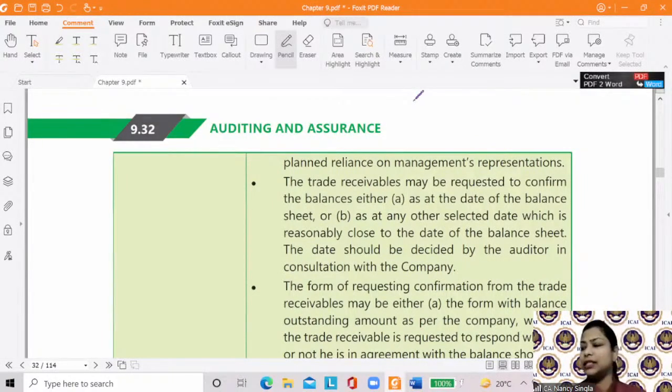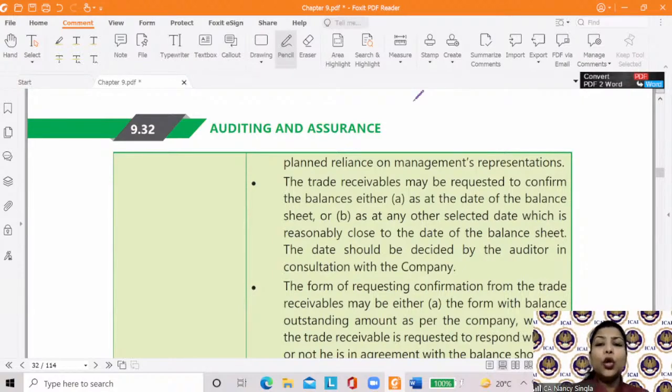Okay? Then the auditor needs to see that these are properly addressed, properly dispatched, and that they are returned directly, or the undelivered letters are returned directly to the what? To the auditor. If there are any differences, ask the management to reconcile the same. And students are saying, yes ma'am, the second method is more preferable.